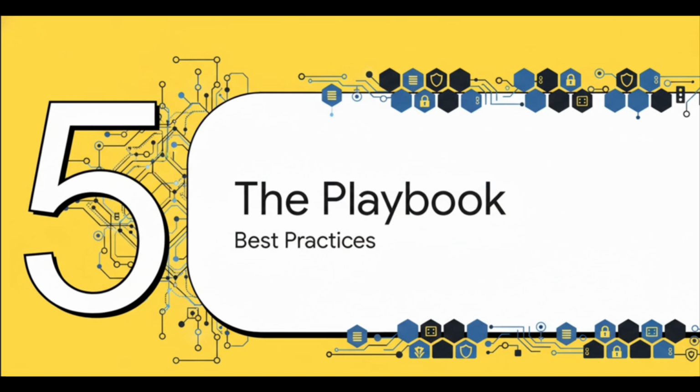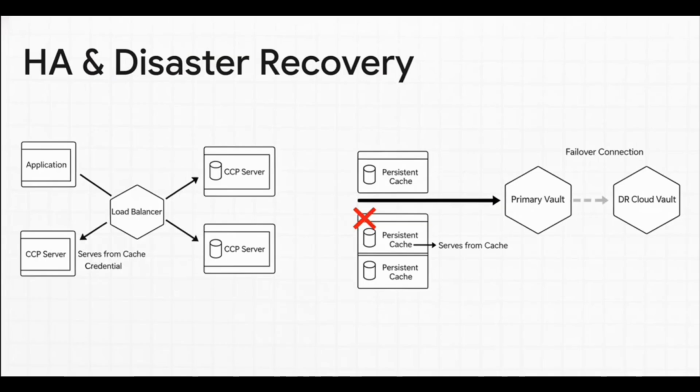Okay, so now that we know how it all works, let's talk about how to do it right. We need to build this thing to be resilient, to be scalable, and to be absolutely rock solid. Look, the CCP is going to become a critical piece of your infrastructure, so you absolutely can't let it be a single point of failure. The strategy has 3 key parts. First, put multiple CCP servers behind a load balancer. That gives you scale and redundancy.